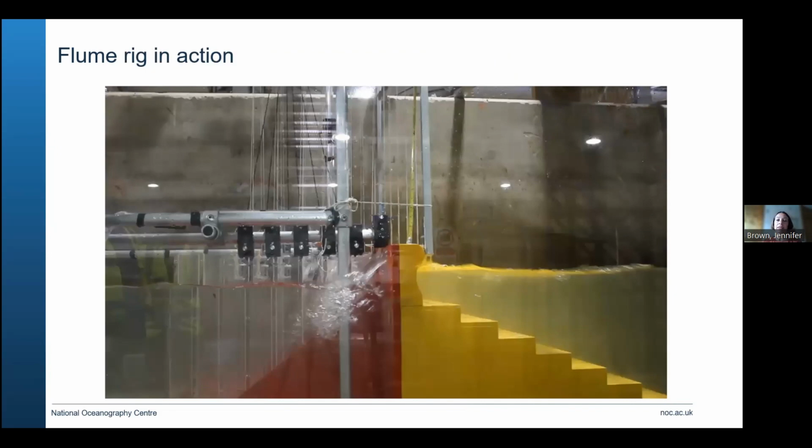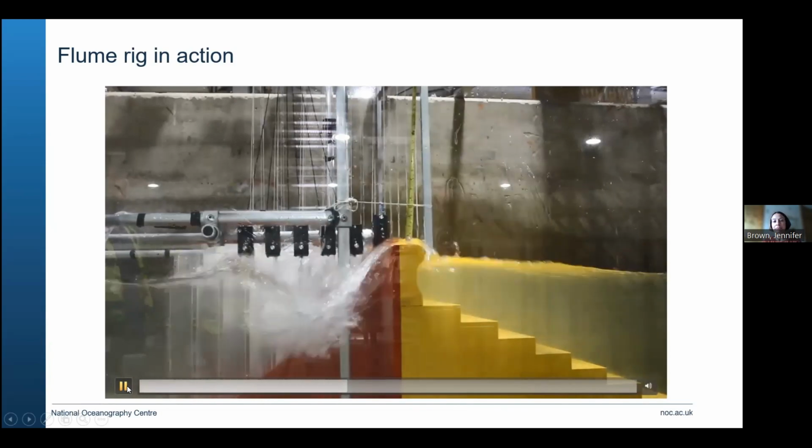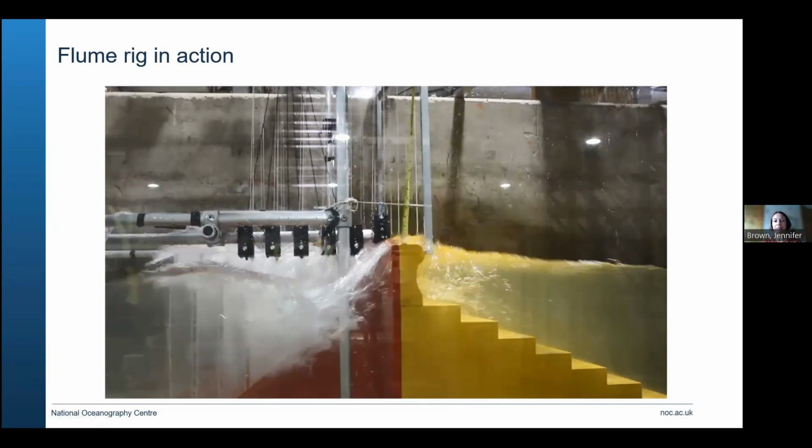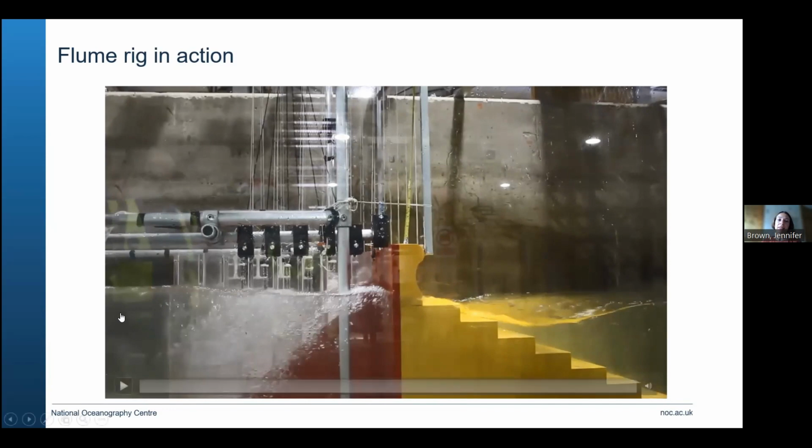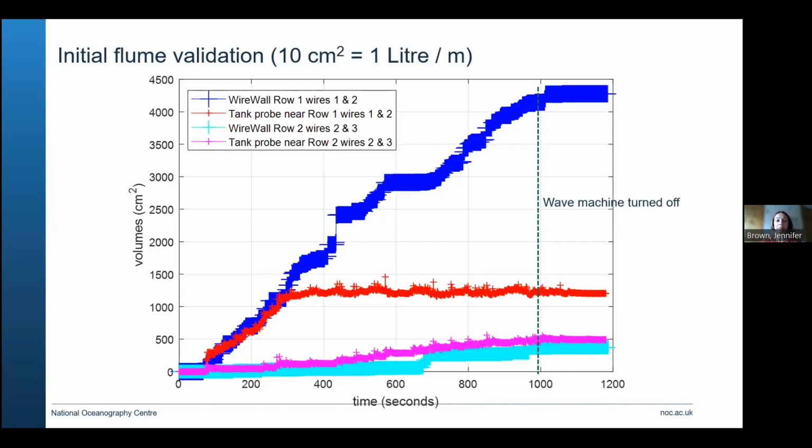So this is slides just showing the flume. We have the wire wall system positioned by the scale model of the Crosby sea wall. Because the flume doesn't have wind, instead of a nice plume of spray going up and over the seawall, it is more of a surging condition. But this is fine because all we really want to achieve in the flume is to compare the wire wall data with the tank data and check that both get similar volumes.